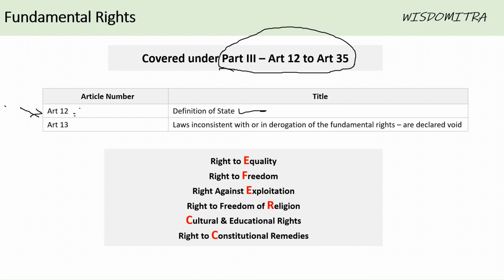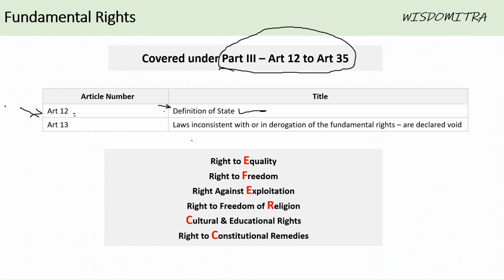It is a very important question that's usually asked: which article covers the definition of state? What all is covered under state? Is the judiciary part of state? Are PSUs part of state? All the definitions come over here.